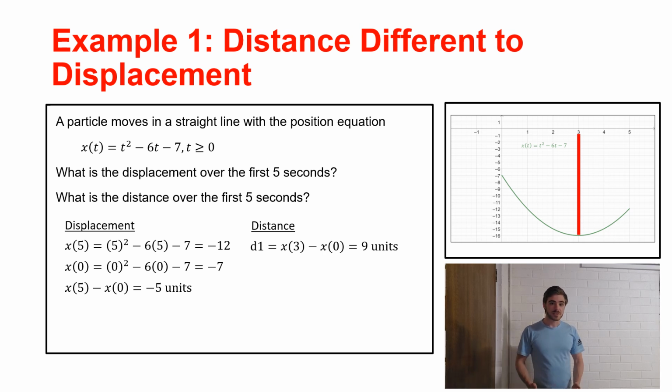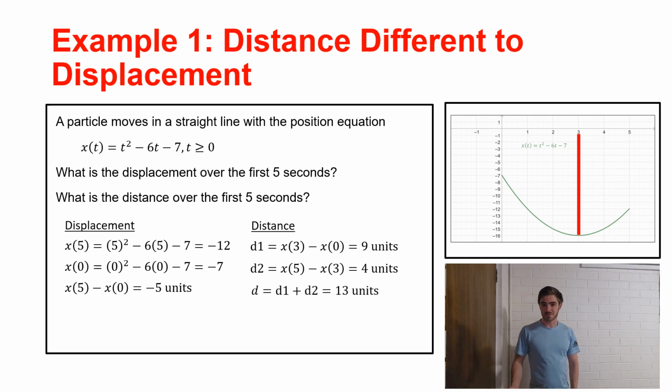Once we have the first distance, we're now going to calculate the second distance, which goes from the turning point to the end point. We use the same method here. Now we just add those two results together, giving us a total distance of 13 units.